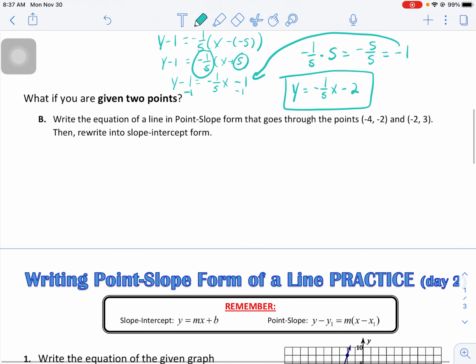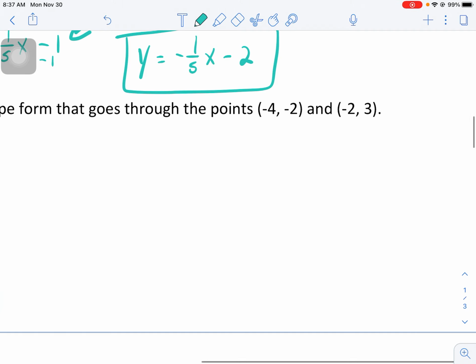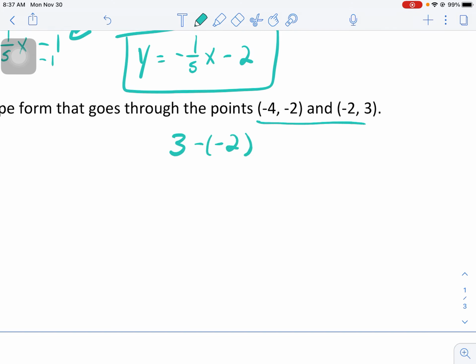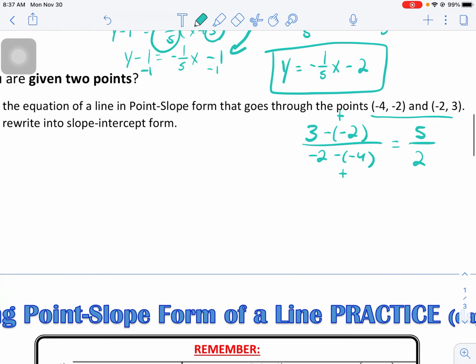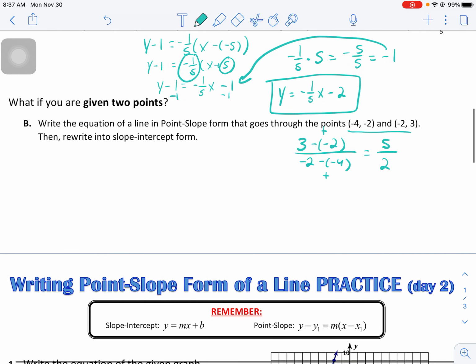All right? This last one says, what if you are given 2 points? Write the equation of a line in point-slope form that goes through -4, -2, and -2, 3. Then rewrite into slope-intercept form. So we first need to find the slope, because no matter what, if we're doing slope-intercept or point-slope, we have to have a slope. So y2 minus y1 over x2 minus x1. So that's 3 plus 2 gives us 5. -2 plus 4 gives us 2, so 5/2 is our slope.